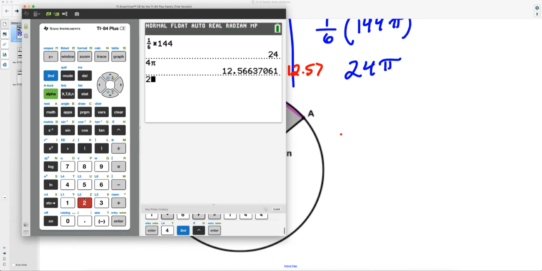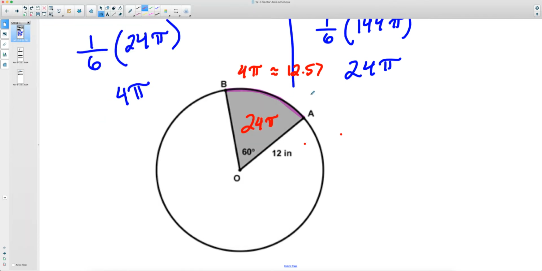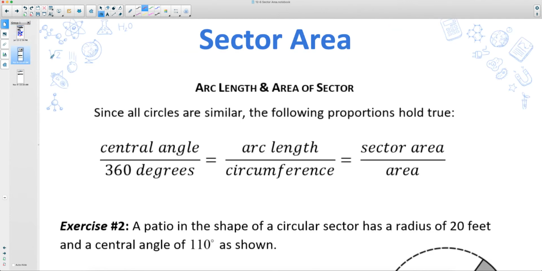24 pi is approximately 75.4. So what I want you to take away with this is that the area of a sector is a fraction, a portion of the entire circle's area, and the length of the arc is a portion or a fraction of the circumference of the circle. So that means that we could basically set up proportions. Since all circles are similar, the following proportions hold true.